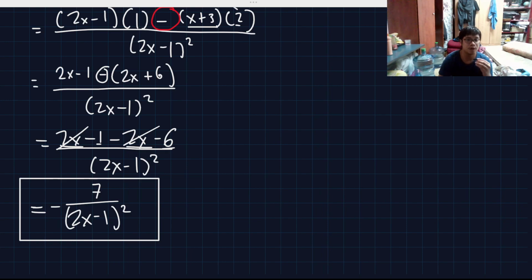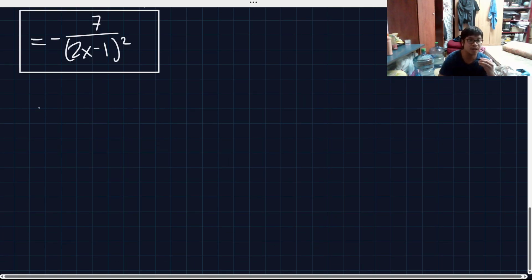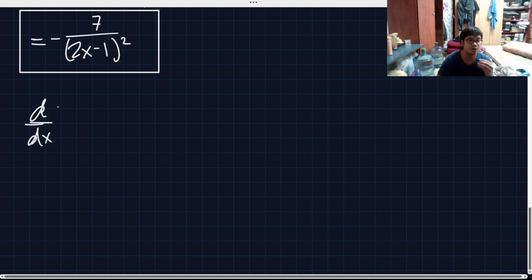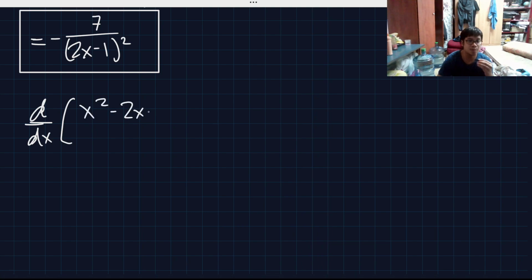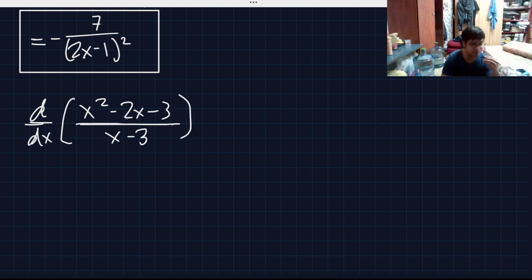Now, for our next problem, what would it be? Okay, we have this next problem here. We have the derivative of x squared minus 2x minus 3 all over x minus 3. Okay, this one. All right, so it seems like we have a given rational function.